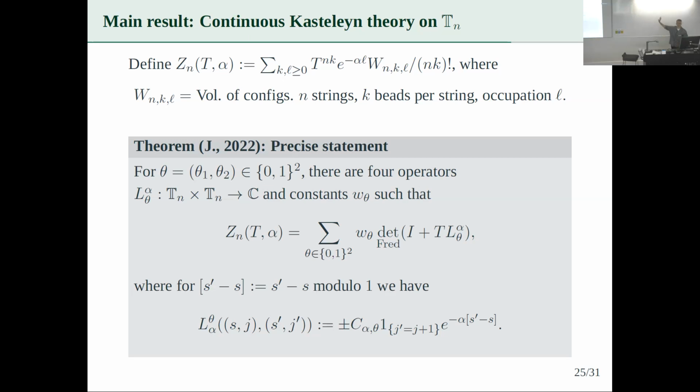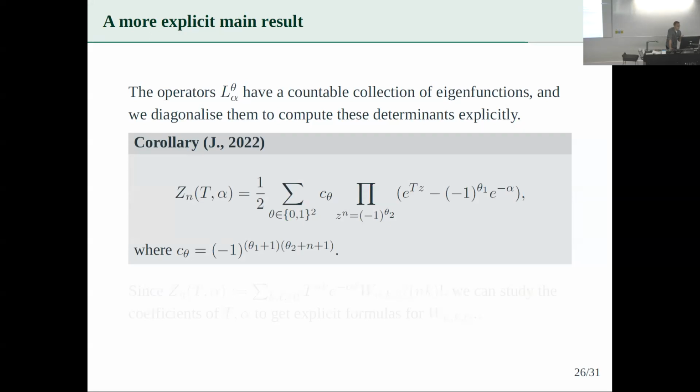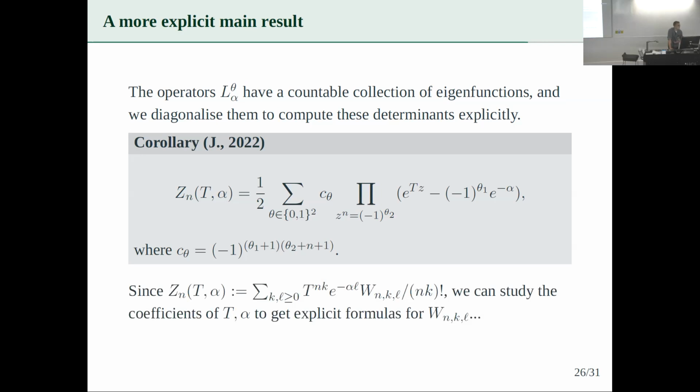I understand I'm throwing a pile of notation at you there, but we'll get a bit more information in the coming slides. So these operators can be diagonalized, and we can write them as a product of eigenvalues. And we obtain this explicit formula for the generating function of bead configurations. And since we have an explicit formula, we can study the coefficients and garner information about these quantities here, W, N, K, L.